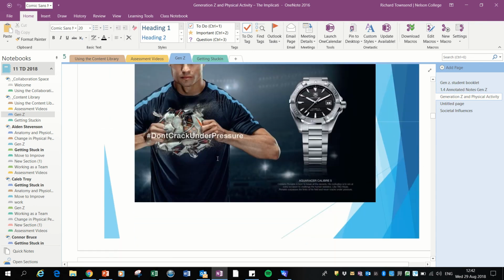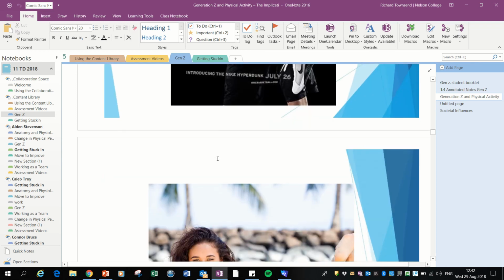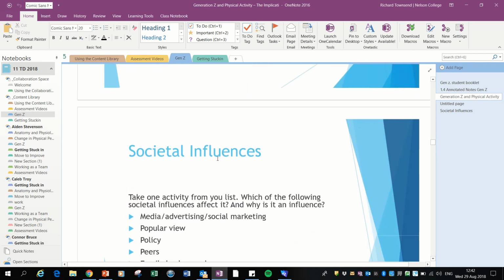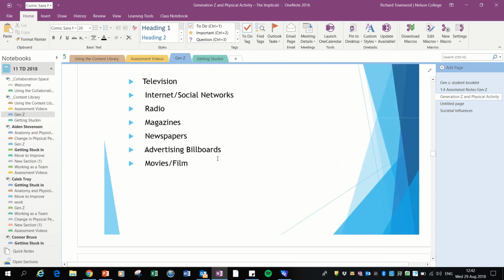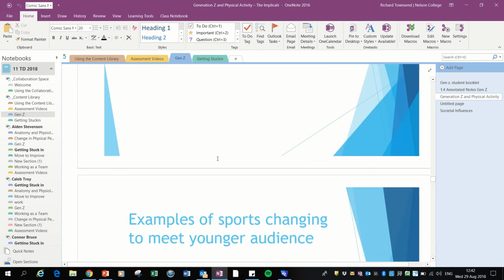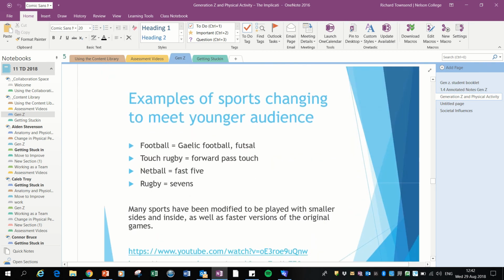So it's got advertising, it's got all the societal influences, okay? And it's got breakdowns on why they are societal influences. So it's all here, you just have to construct an essay around it. So just remember on Monday and Tuesday, I'll have an example of an excellence, a merit, and achieved level answer, and you can have a quick look through those.